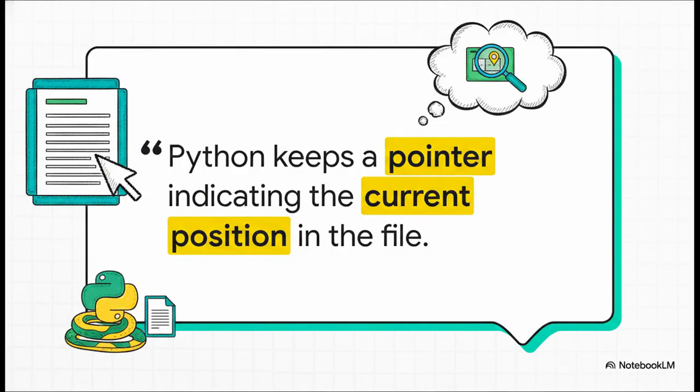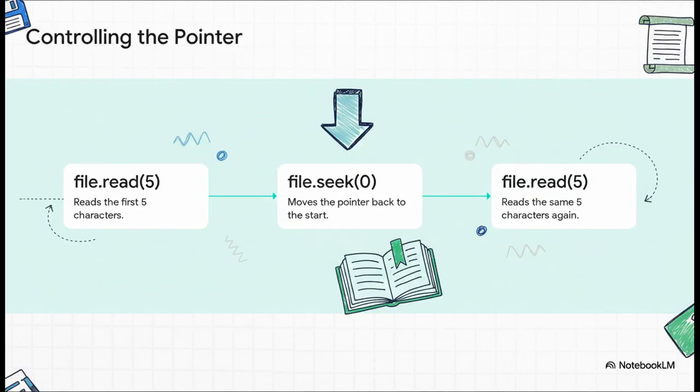And this brings us to a really cool idea. Python always knows exactly where it is inside a file. It uses something called a pointer, which works just like the blinking cursor in a text document. It keeps track of where the next read or write operation is going to happen. And the best part, you can control that pointer. The .seek function is basically your superpower for file navigation. It's like having a bookmark. You can read a few characters, then use seek 0 to instantly jump right back to the beginning of the file and read it all again. It gives you total control.